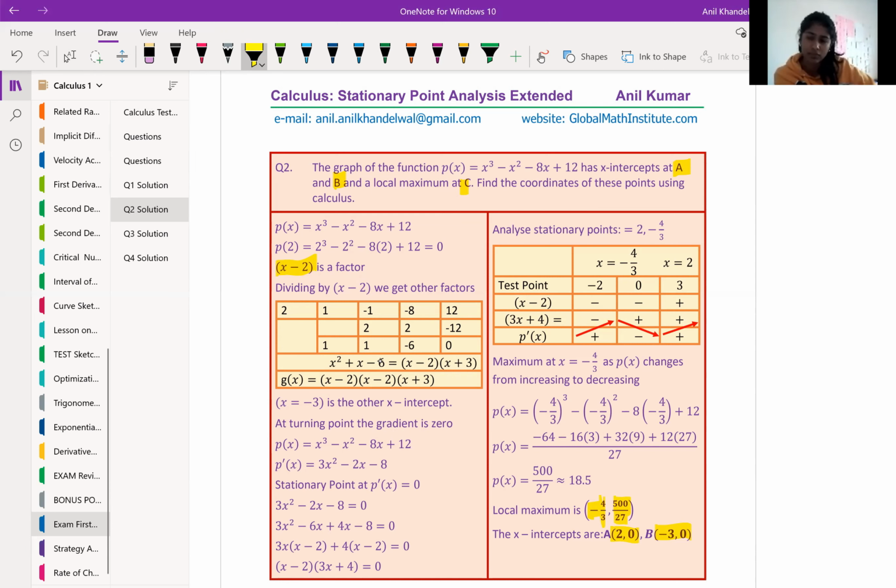Now let's review the polynomials. When you are looking at a polynomial function, which is cubic in this case, we have to look for possible values. The possible values are factors of the constant term, which is 12, divided by the factors of the leading coefficient, which is 1 in this case. So you have to try values like plus minus 1, plus minus 2, plus minus 3, plus minus 4, plus minus 6, and plus minus 12, since all of them are factors of 12.